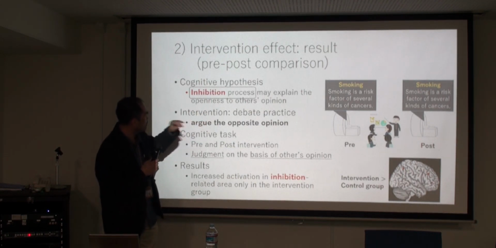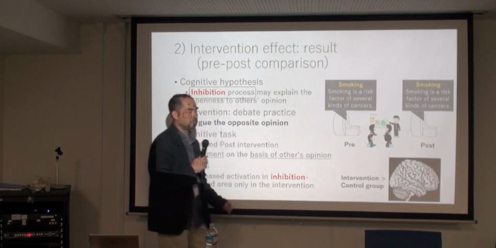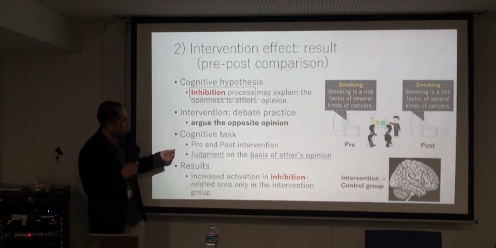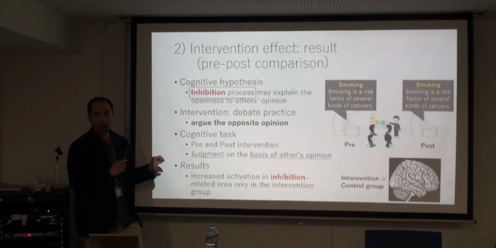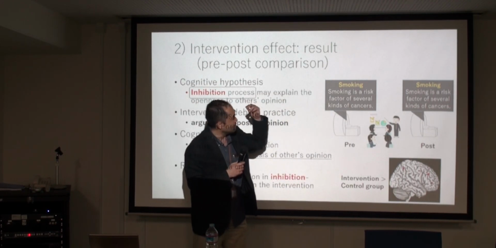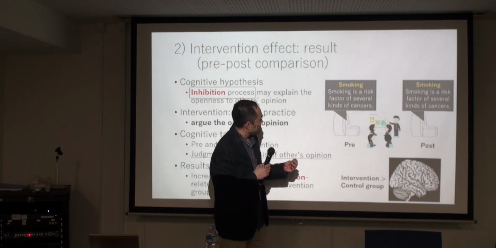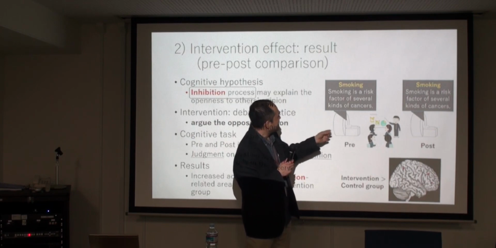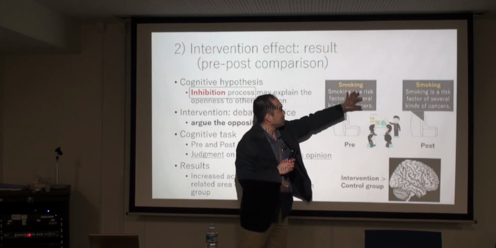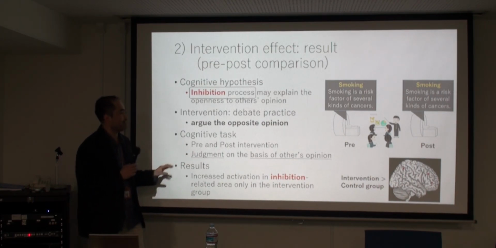So the intervention method was a part of debate practice, that is, arguing the opposite opinion in front of other people. And the cognitive task before and after this intervention was to judge on the basis of others' opinions, like here, smoking is a risk factor for several kinds of cancers, and subjects have to decide whether this reason is the basis of the people who argue against smoking or for smoking. They prepare many kinds of those arguments and issues, and ask the subject to judge whether this is a pro or con basis.